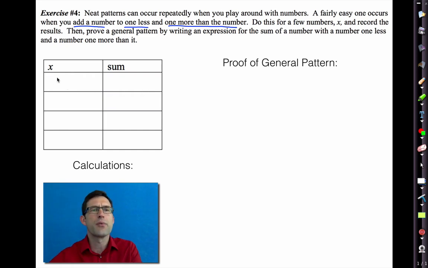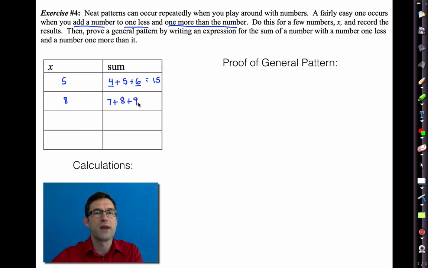So let's make sure we understand what we're doing. Do this for a few numbers x and record the results. Let's grab a random value of x. Let's go with 5. What we're looking for is 4 plus 5 plus 6, a number one less than it, a number one more than it. 4 plus 5 is 9, plus 6 is 15. Let's go with a different number. Let's go with 8. So then we'll have 7, a number one less than it, plus 8, plus 9, a number one more than it. 7 plus 8 is 15, plus 9 is 24.